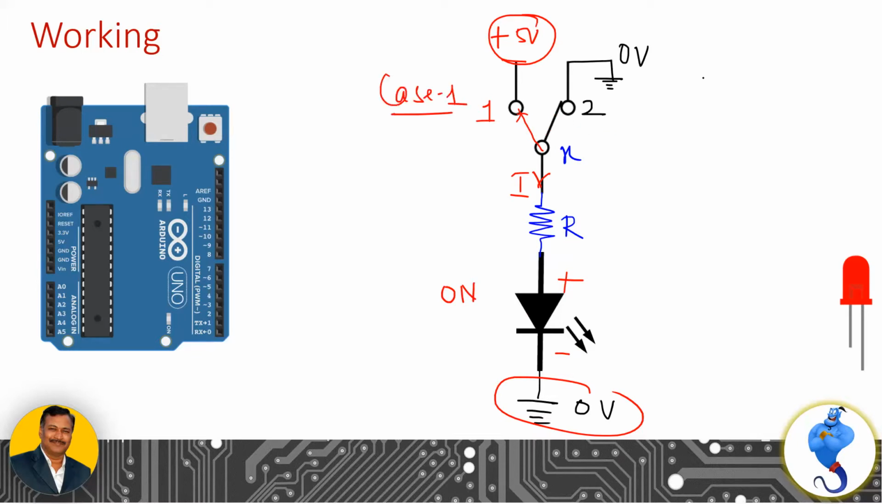Case 2: we put the switch at point 2, which means point 2 is connected to ground, or 0 volt, and the negative terminal of the light emitting diode is already connected at 0 volt. So 0 volt and 0 volt will not give you any potential difference, and in case 2 the value of current I is equal to 0, therefore the LED goes off. These are the two possible states, case 1 and case 2.